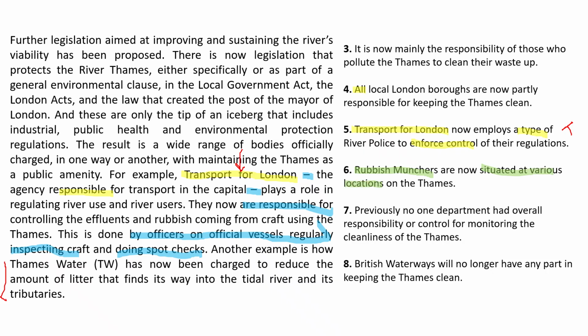So what does it mean? It basically means this thing, rubbish munchers. It is situated at various locations on the Thames. Now you need to figure out whether they are situated or they are not. I don't think we have any information in these 3 sentences. So let's move to the next paragraph.